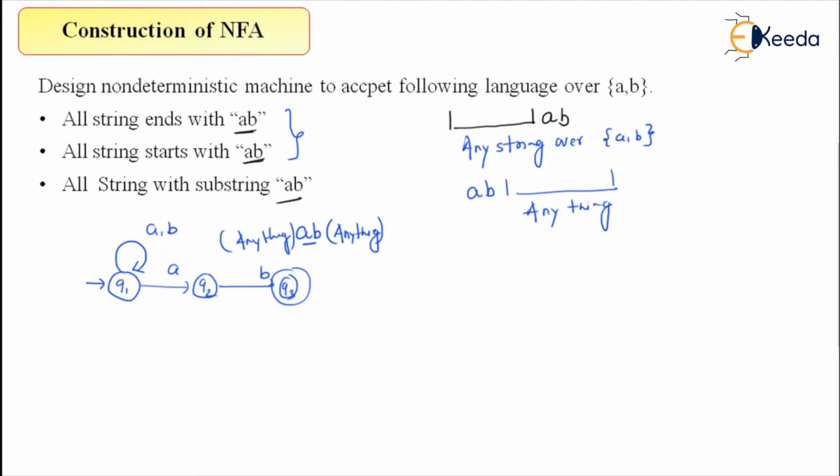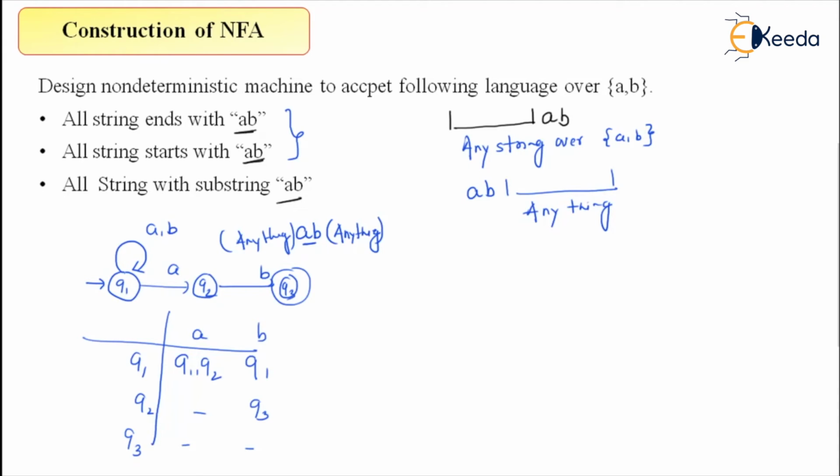Now if I put a table for this machine, then Q1 on input A goes to the state Q1 as well as Q2. On input B, it is only Q1. Q2 is not defined on A, and on input B it goes to the state Q3. Q3 on both inputs is blank. That is the typical definition of a non-deterministic finite automaton.